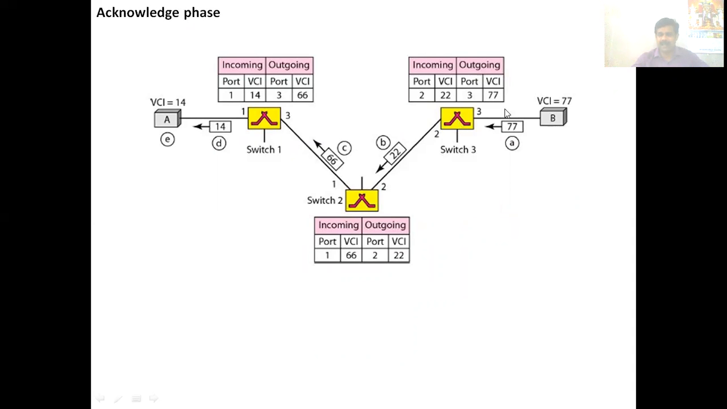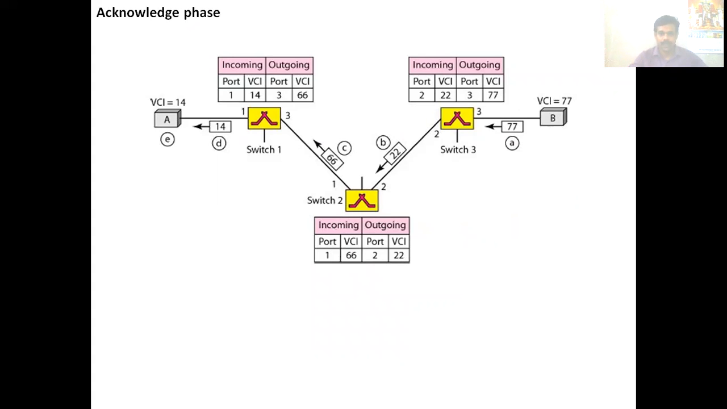So first this column is filled by this VCI 77. Next, the outgoing VCI is filled by the incoming VCI. What is the incoming VCI here? 22. This 22 is filled here. Next, this outgoing VCI, 66, is filled by this incoming one. So this 66 we put here. So the switching table entry gets completed. Now, whichever packets are going to B will have a VCI of 77.